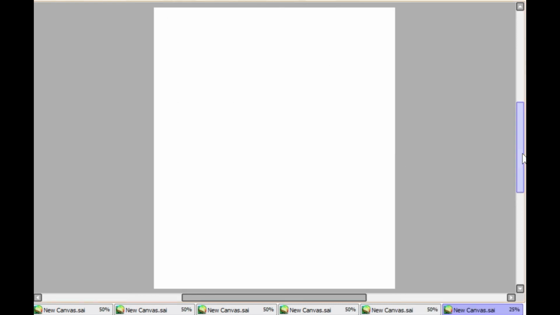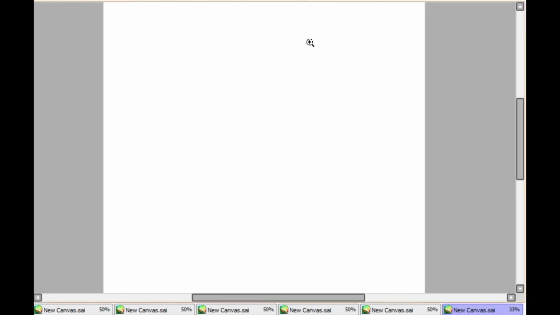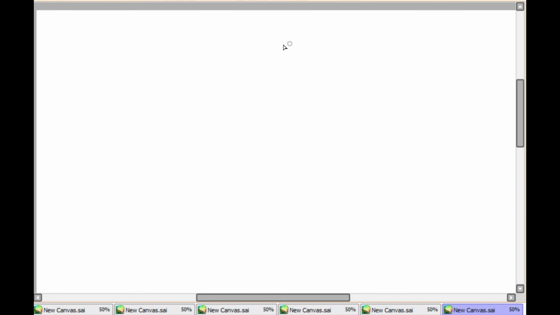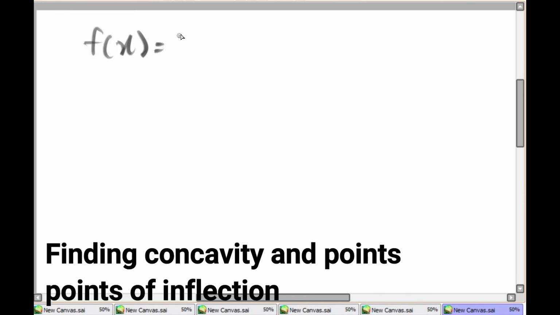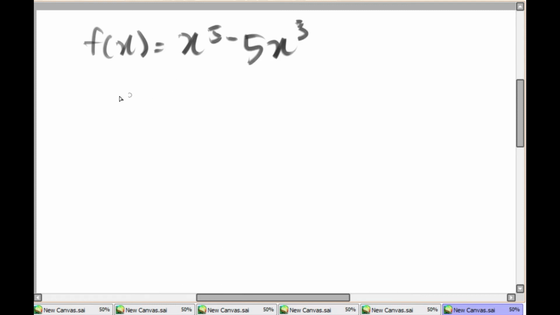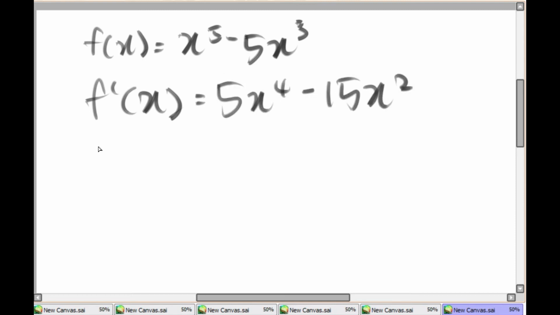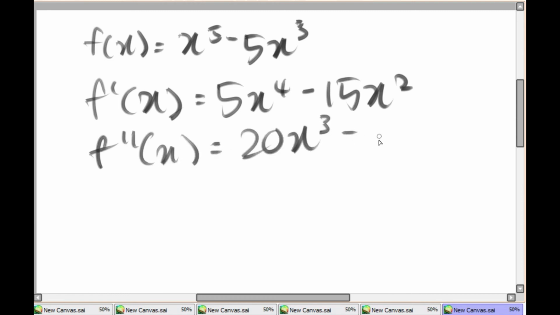Alright, so the next part would be in finding the concavity. So our function here is f(x). Okay, so concavity, we'll need the second derivative. So first we're gonna do it as usual, differentiation, and the second derivative would be, okay, so now we're gonna equate the second derivative to 0.